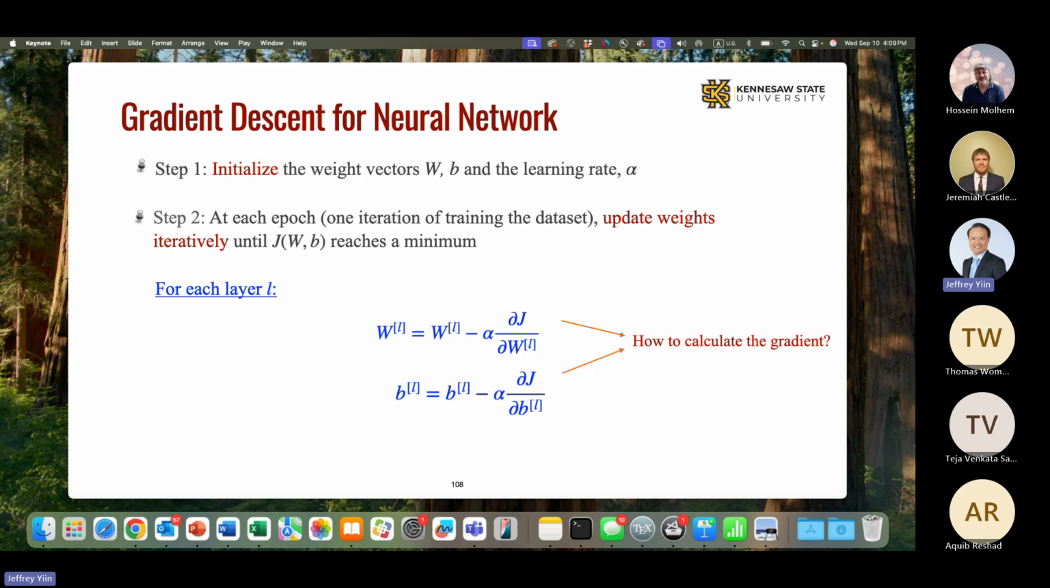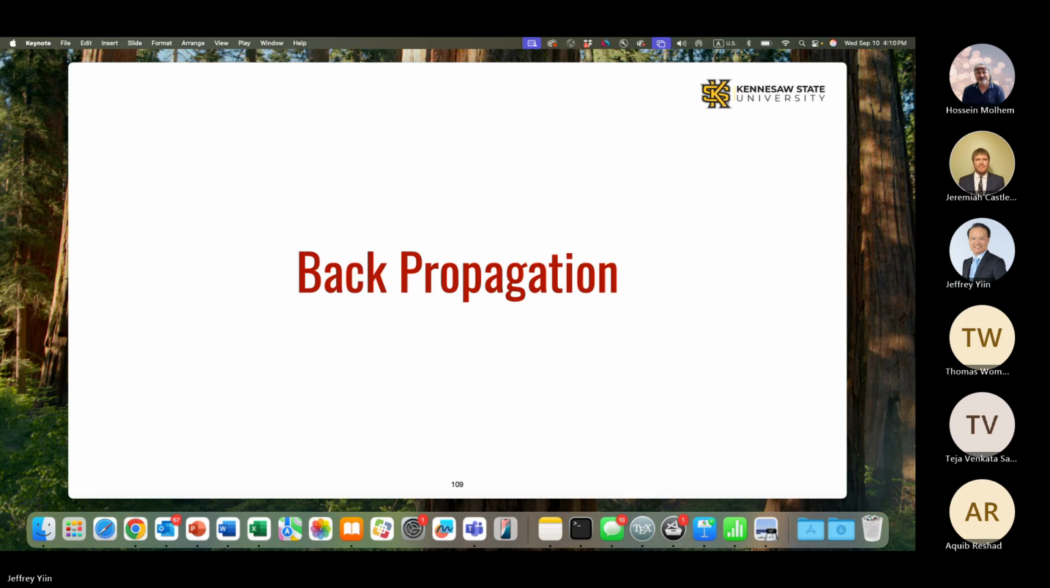Okay, I'm going to the heart of the gradient descent, putting all those things together. To go back to the gradient descent algorithm, we try to calculate the gradient on each epoch. And as a matter of fact, we also do it for each layer. So in the equation here, we use the superscript L to remind us we have to update the weights in each layer for each epoch. Now, how do we actually calculate the gradients? That's the central problem, right? That's where we start to talk about backpropagation.